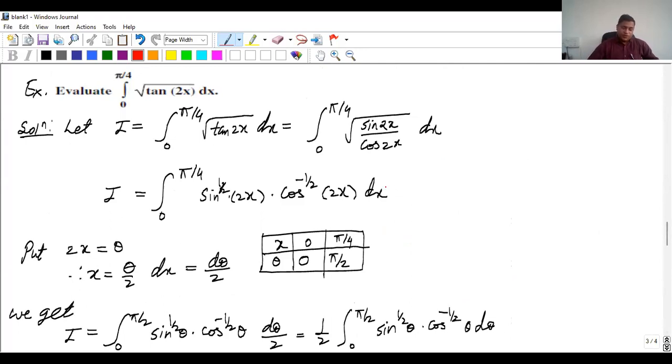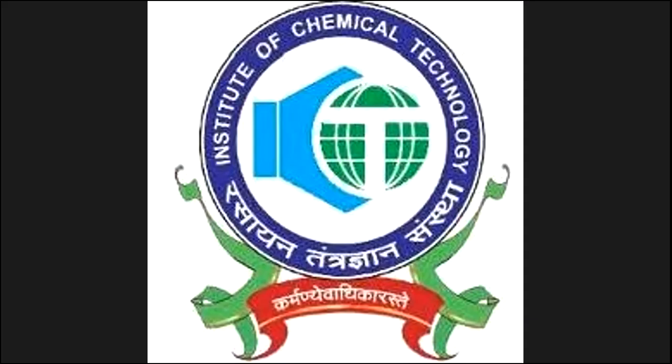Is there any doubt in this example? No, sir. All of you got this example? Yes, sir. Okay, that's good. So this way we are able to get the value of the integral in terms of beta, and once we get the value in terms of beta, we are able to get the value in terms of gamma.